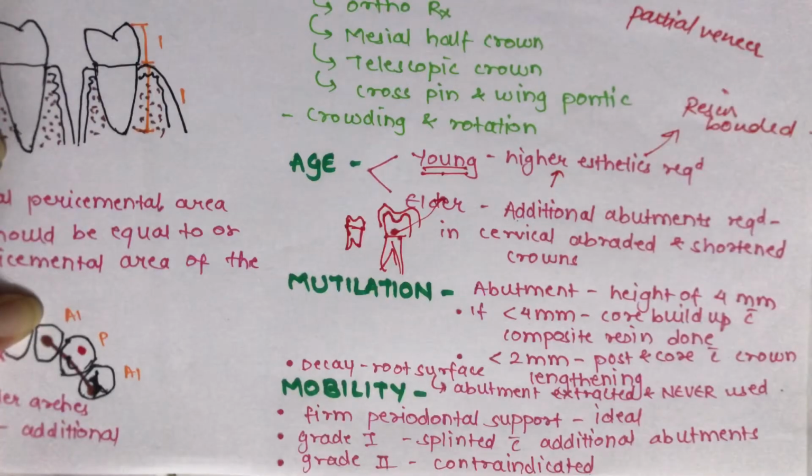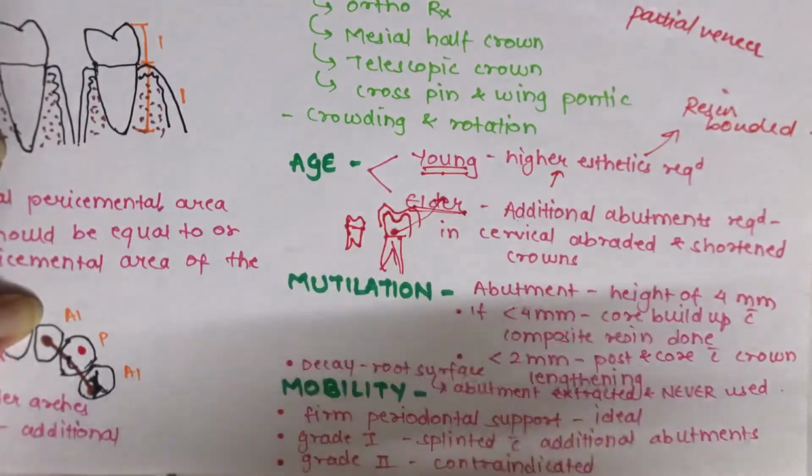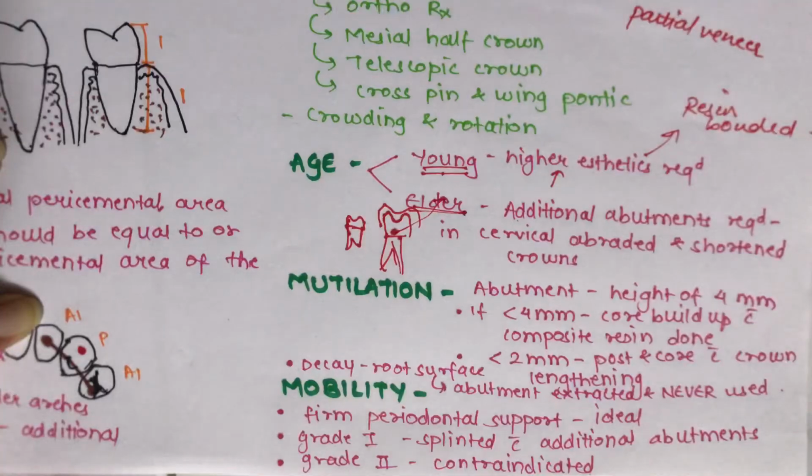Now there are more incidences of cervical abrasions and shortened crowns due to attrition if the patient is an elderly patient. So in that case you have to additionally add an abutment to support the prosthesis.